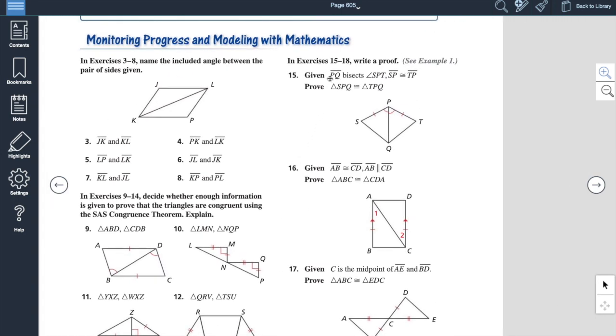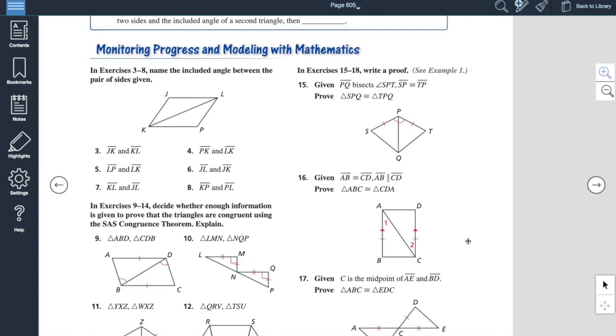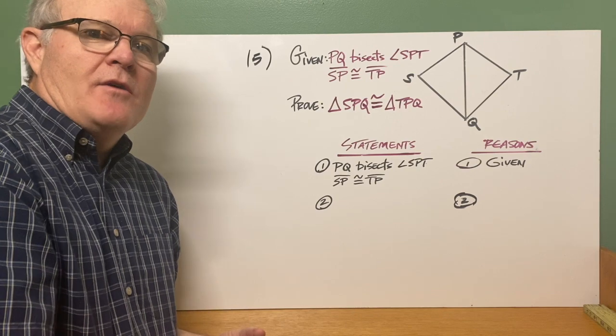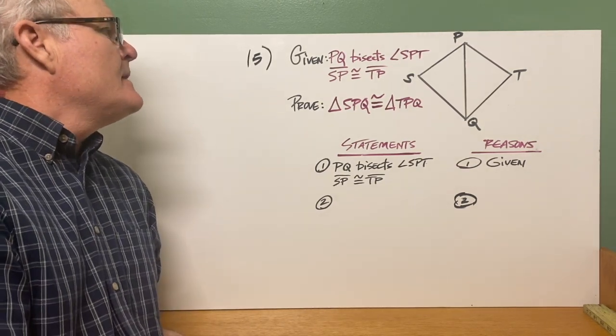There's also 4 proofs here. I'm going to assign 2 of these, and I'm going to walk you through problem 15 right here. And I'm also going to do a couple of the side angle side type to see if the triangles are congruent on the whiteboard, and that should help you guys with this assignment for this week. All right, so here we are. We are going to take a look at problem number 15.